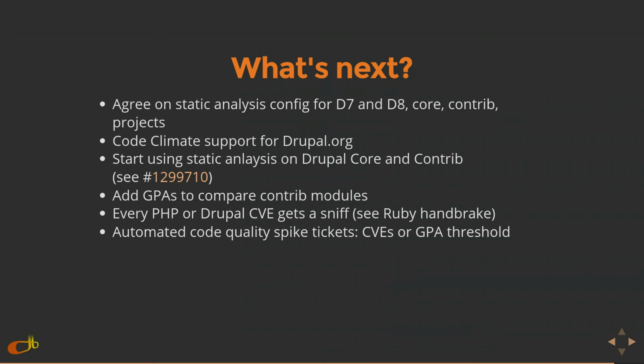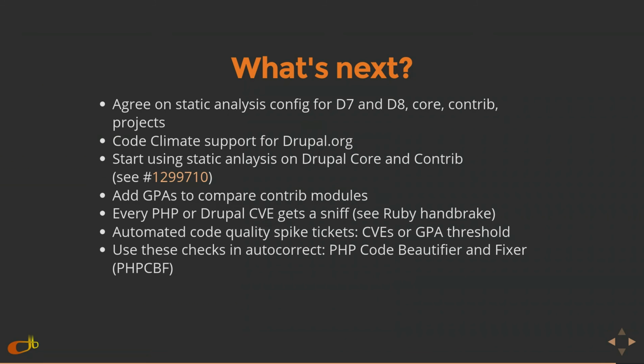Or maybe GPA drops below a certain threshold, and a ticket is created to improve that quality. If the Drupal community agreed on a GPA, we could do something like that. We could have a generally accepted standard for code style violations or complexity per line of code. And we can use these checks in autocorrect.